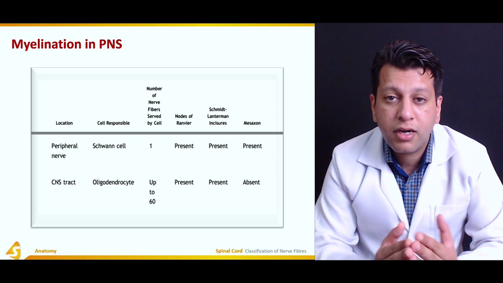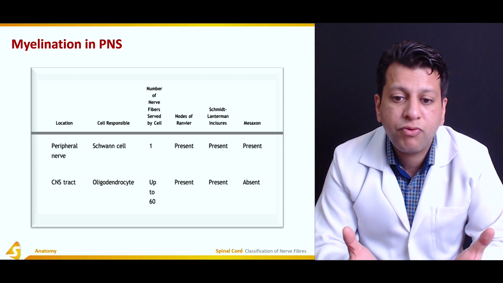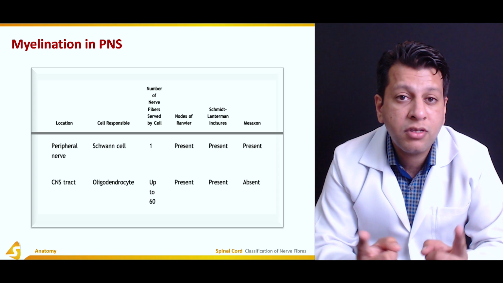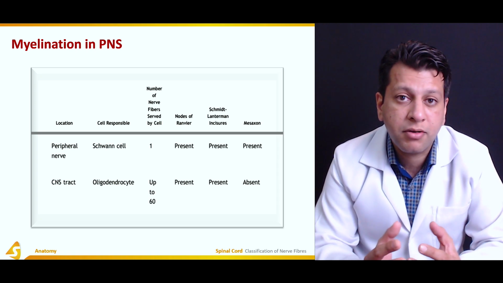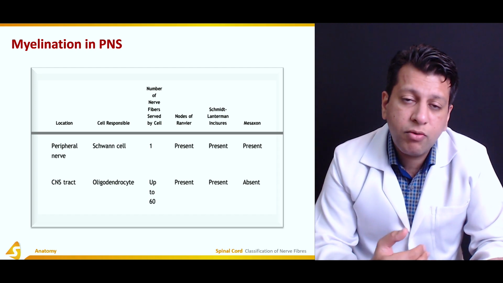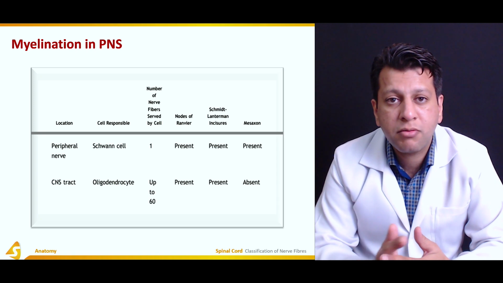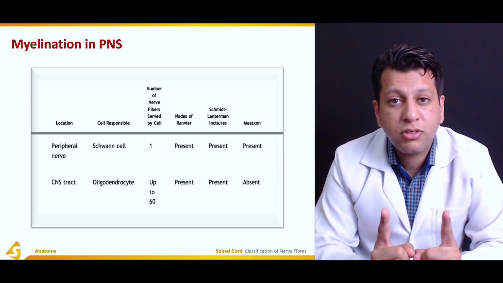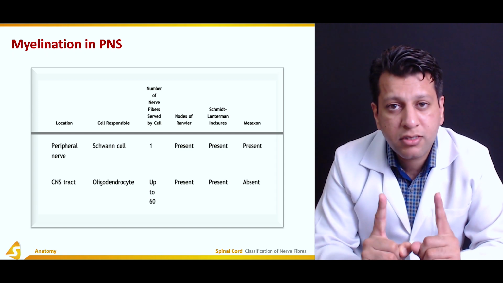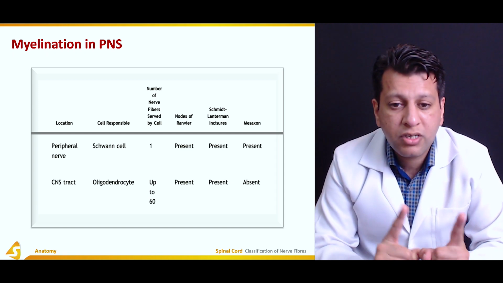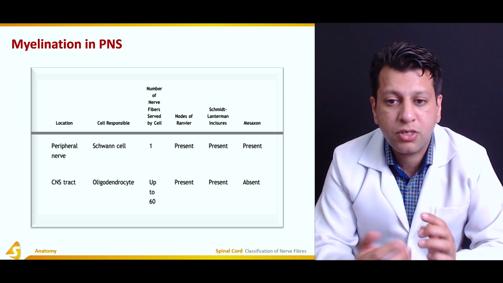In another lecture, I told you that a single oligodendrocyte actually surrounds almost 50 to 60 of these nerve fibers in the central nervous system, or in the brain. But when you go to the peripheral nervous system, a single Schwann cell is covering a single axon, that is a single nerve cell. So it's a 1 to 1 ratio, but in the central nervous system, it is a 1 to 60 ratio.